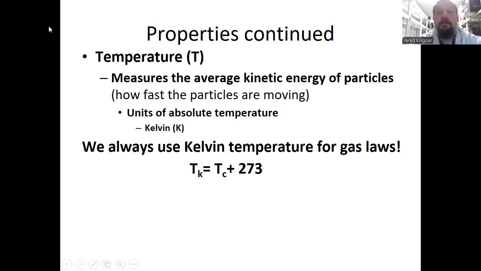The next property is one we've talked about before, temperature. We talked about that when we went over energy. Temperature measures the average kinetic energy of the particles. Kinetic energy being energy associated with motion. The only temperature unit we use in gas laws is Kelvin. We have to use that because Kelvin temperature is absolute. So how do we get there from Celsius? All we do is add 273, just like we did the last unit when we talked about energy.